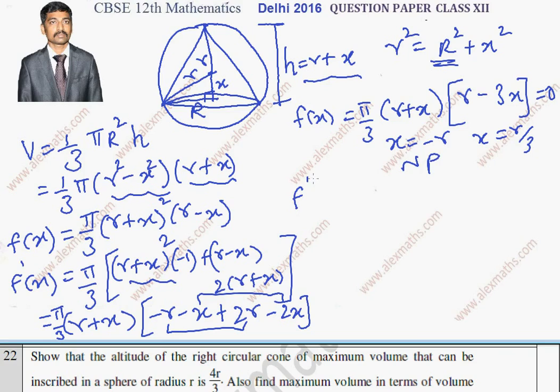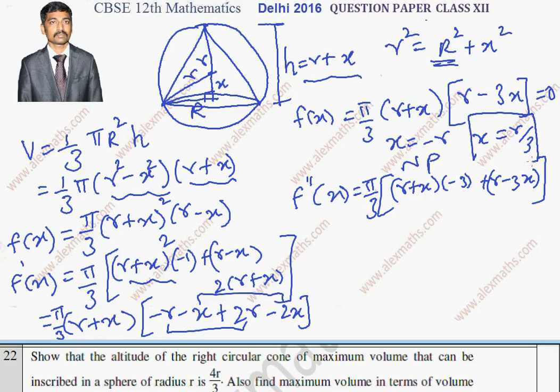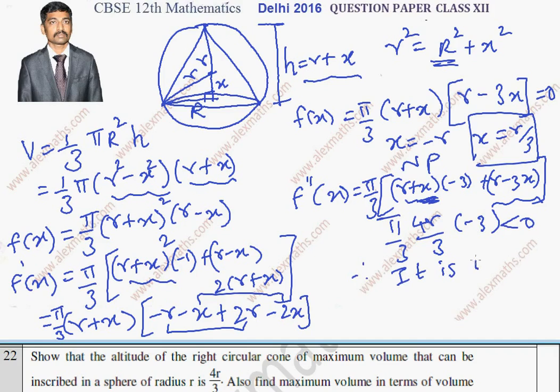Now find the second order derivative, again using the UV method. So r plus x into minus 3, plus r minus 3x into 1. Wherever x is there, substitute x is equal to r by 3. So this will become 0. Here if this is r by 3, r plus r by 3 is 4r by 3 into minus 3, and there is also a pi by 3. Since this is negative, therefore it is maximum.